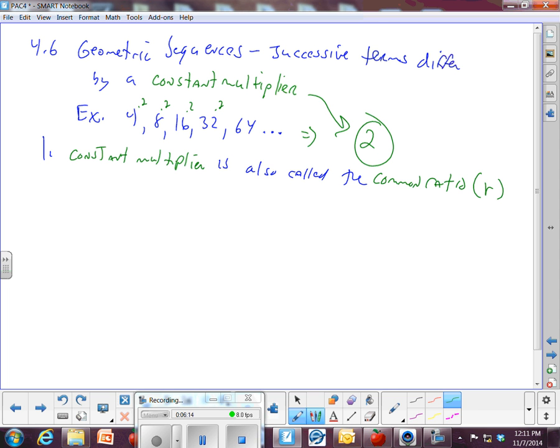So the constant multiplier is R, which is also the common ratio. With arithmetic sequences, you have a common difference. The gap is always the same. For a geometric sequence, the multiplier is the same, but notice the gap goes up and multiplies each time as well. How could you find R? Let's do the sequence 3, 9, 27, 81, and so on.